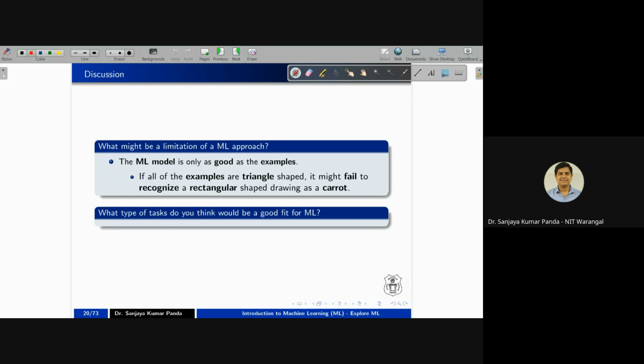Like I mentioned earlier and have written here, if all the examples are triangle-shaped carrots, then we fail to recognize a carrot represented in a rectangular shape, because our model has never seen a carrot in a rectangular shape. It has only seen carrots in triangle shapes. That's why we can say our model is going to fail, and accuracy is very low. When you try with a very small data set, accuracy is very low. But when you go for large data sets, with more features and more examples, accuracy increases. Then the question arises: what type of task would be a good fit for ML?